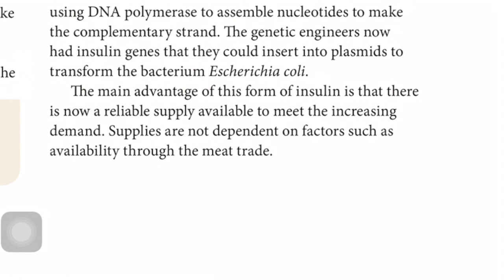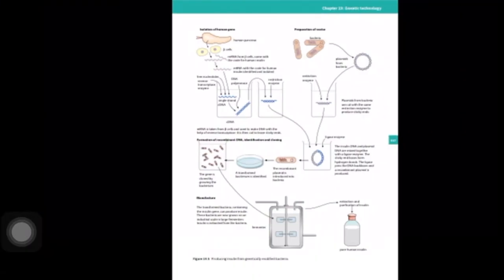coli. So the bacteria that produces the insulin, the recombinant bacteria or genetically modified bacteria, is E. coli. This is chosen. The main advantage of this form of insulin is that there is now a reliable supply available to meet the increasing demand. Suppliers are not dependent on factors such as availability through the meat trade.